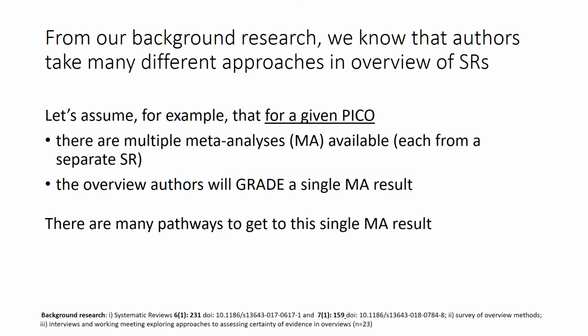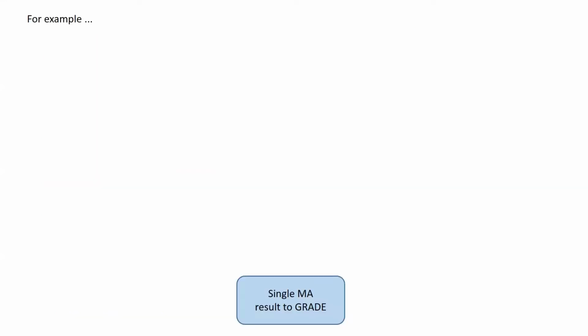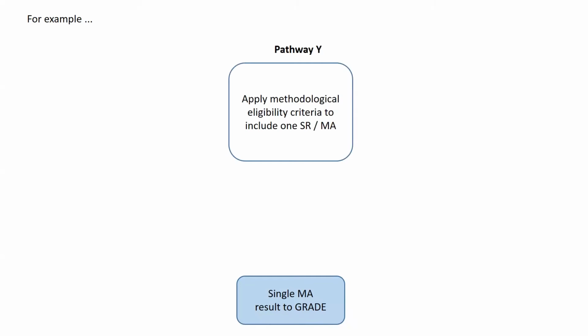So from our background research, we know that authors take many different approaches in overviews of systematic reviews. Let's assume, for example, that for a given PICO, there are multiple meta-analyses available, each from a separate systematic review. The overview authors will grade a single result. There are many pathways to get to this single meta-analytic result. For example, they may apply methodological eligibility criteria to include one systematic review and one meta-analytic result, leading them to a single meta-analytic result to grade.